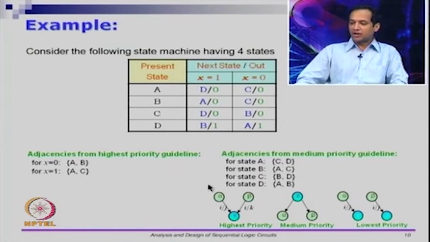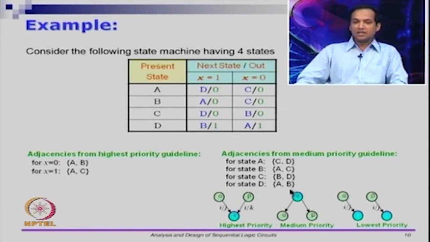Let us look at the medium priority guidelines. So from a single state, if you have 2 different states which are neighbors of each other, we would like them to be closer. So from A, D and C are the neighboring states, we would like D and C to be closer. From B, A and C are the states to which you are heading out. From B, x equal to 1 goes to A, x equal to 0 goes to C. We want A and C to be neighbors of each other in the state assignment. With respect to C, it is D and B, with respect to D, it is B and A.